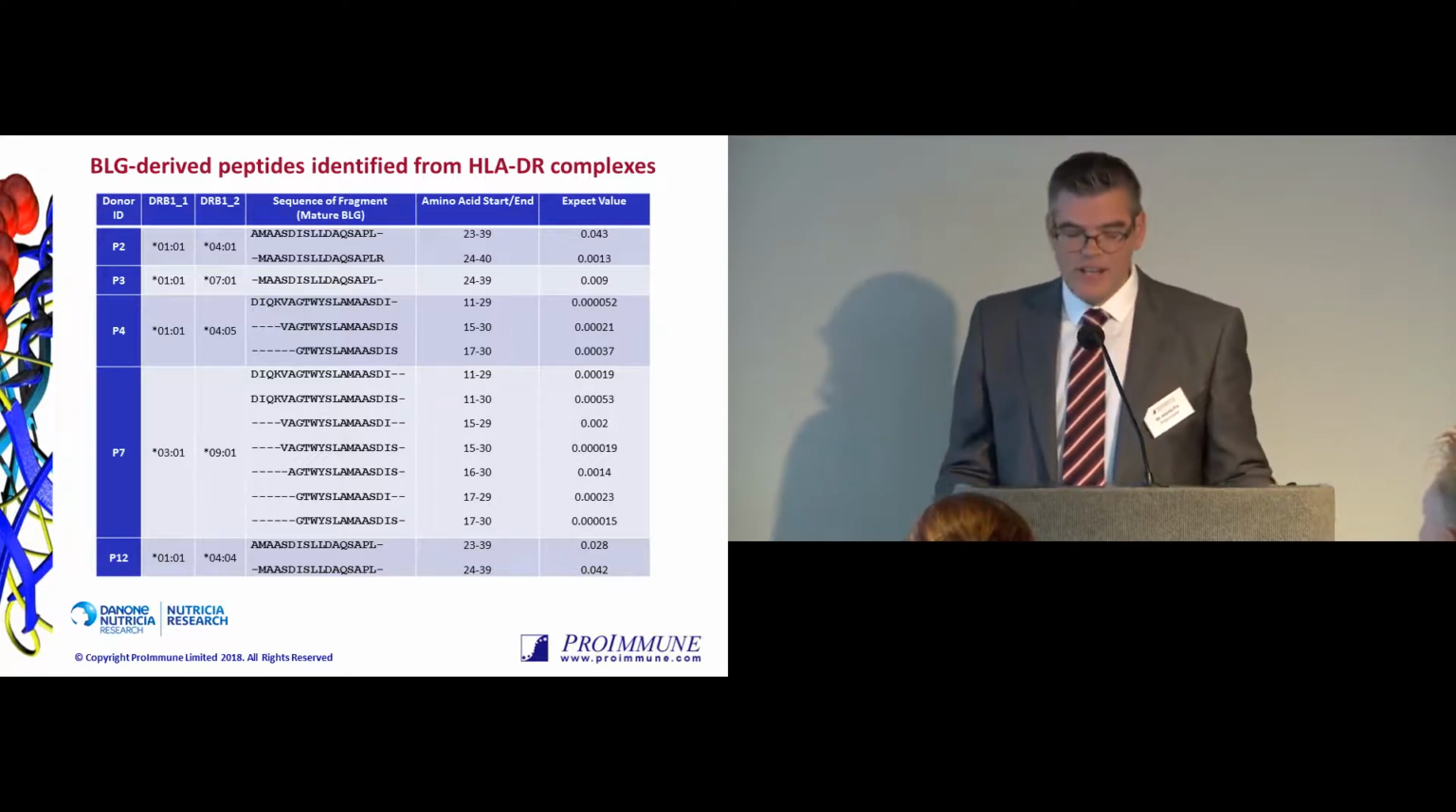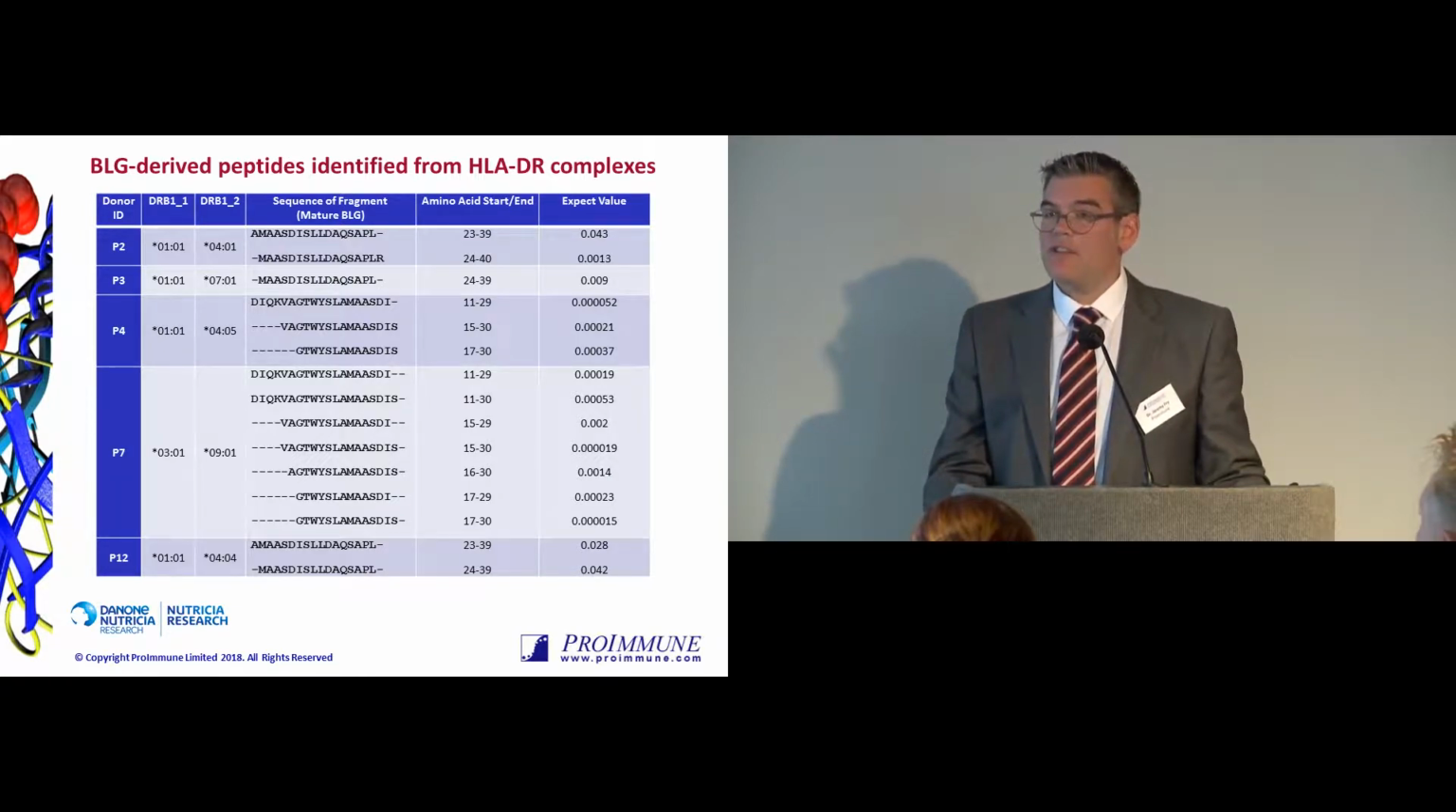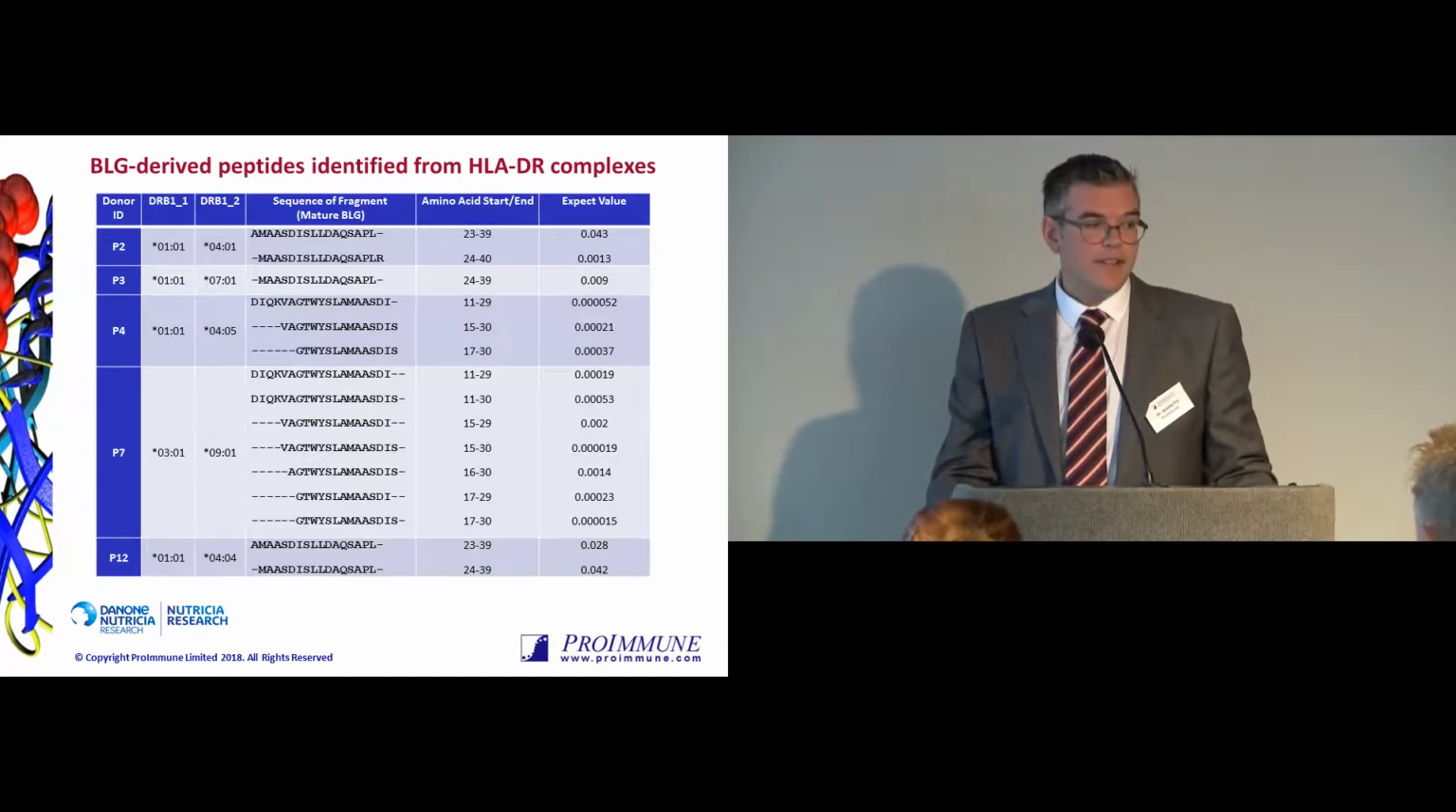No assay is perfect. So if a peptide is not identified, then it may be that the peptide just hasn't flown well in the mass spec. It may be that the abundance is below the limit of detection of the assay. But if the peptide is identified, then you know it is there.